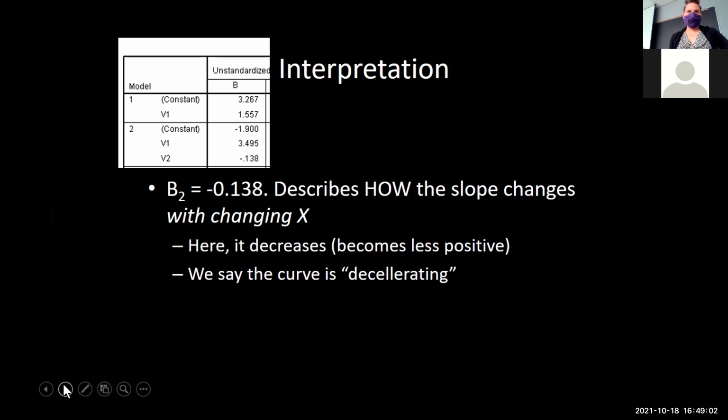And this is, again, just reiterating here that B2 describes how the slope changes when x is changing. So it's becoming less positive. You might also say the curve is decelerating. But that relation between x and y is getting weaker as x gets bigger.